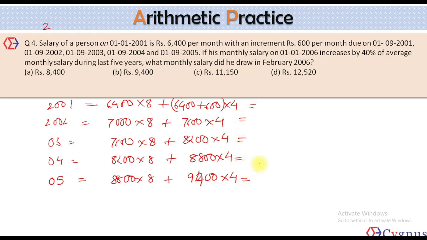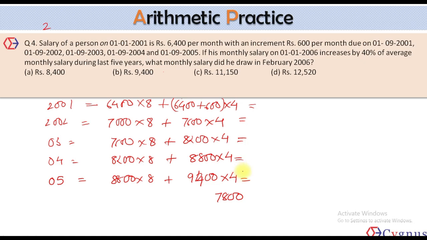Then I need to find the average salary per year per month. Per month means what? I'll add up all these five values, divided by 5 and 12, that is 60. When you add these five figures and divide it by 5 and 12, you get 7800. So his average salary would be 7800. Fine. Now what's the question?